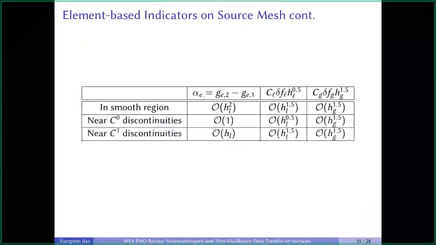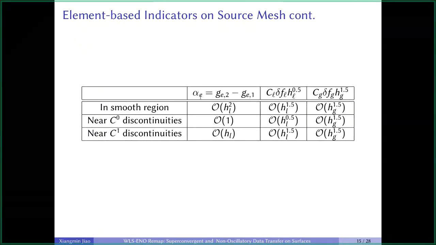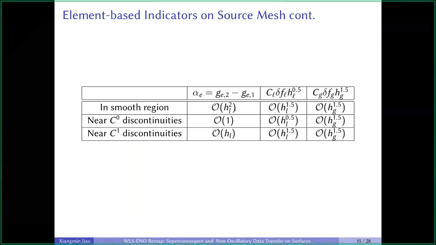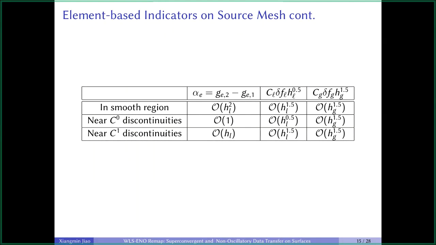And so we can actually do Taylor series expansion to analyze this asymptotic behavior of alpha. So in smooth regions, alpha is going to be second order. And if it's C0 discontinuous, then you can use the limit to see that it's order 1. It does not diminish as the mesh refines. And if C1 discontinuity, then it's order h. So there is this clear gap.